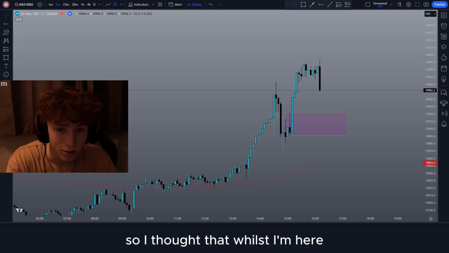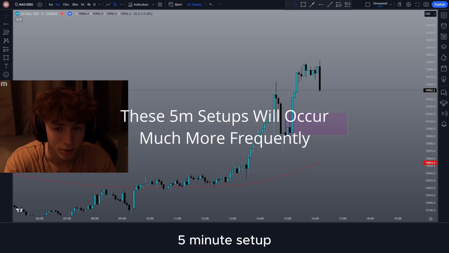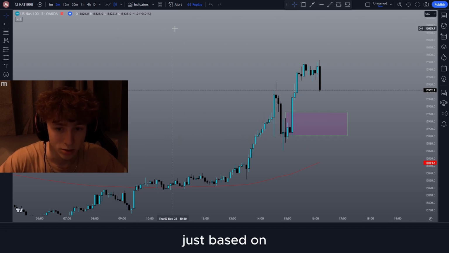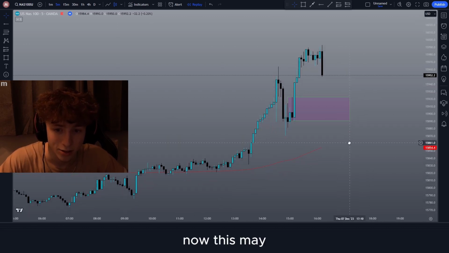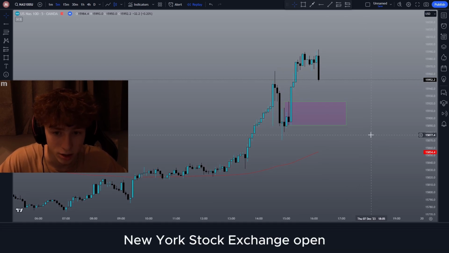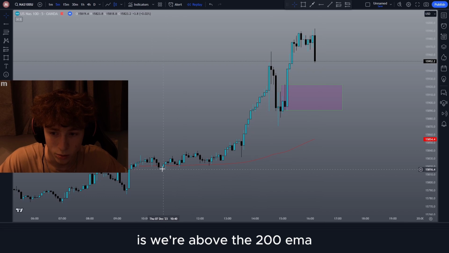Alright, so I thought that whilst I'm here, I should just share with you my favourite 5-minute setup. So this has no high time frame confluence. This is just the type of setup that I'd take just based on the 5-minute looking beautiful. Now, this may not look like anything special, but this is a trade on NAS 100 after the New York Stock Exchange Open. And literally all I'm seeing here is we're above the 200 EMA.